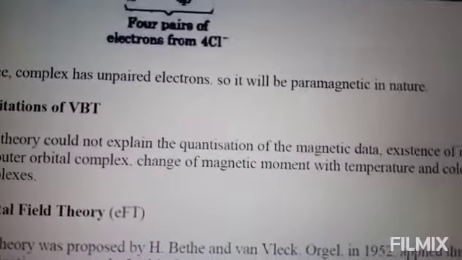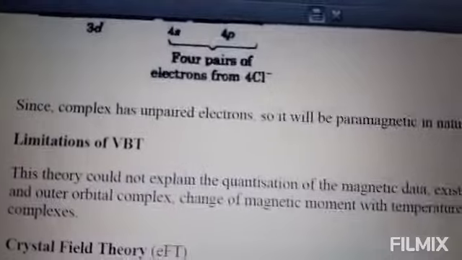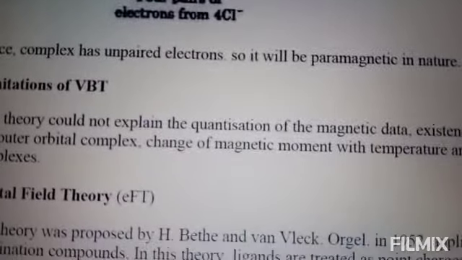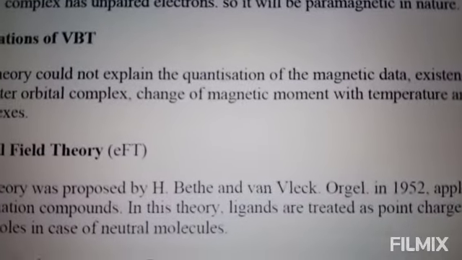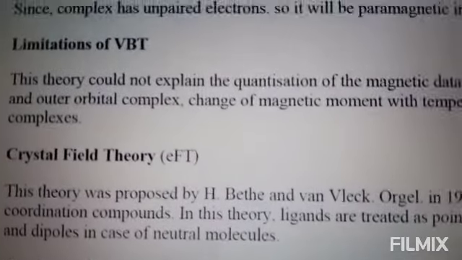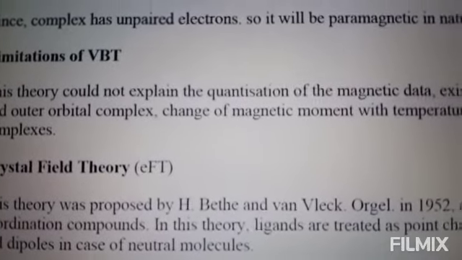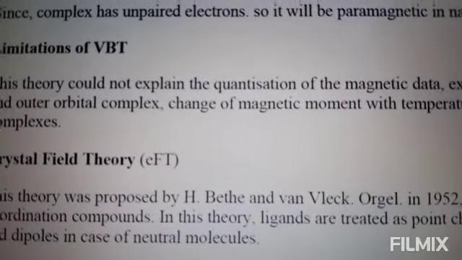Now let us see about the limitations of valence bond theory. Okay, in the limitations, number one is it involves a number of assumptions. That means this theory, valence bond theory, involves the assumption part. Number two, it does not give quantitative interpretation of the magnetic data. That means how much magnetic power is there was not explained in the valence bond theory.